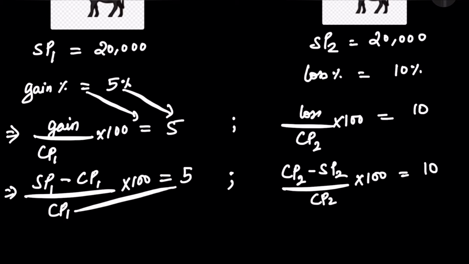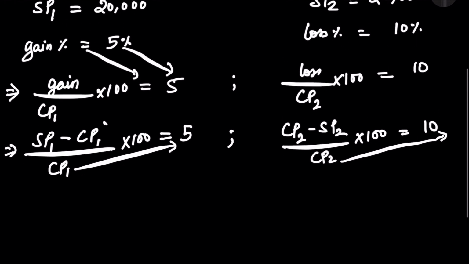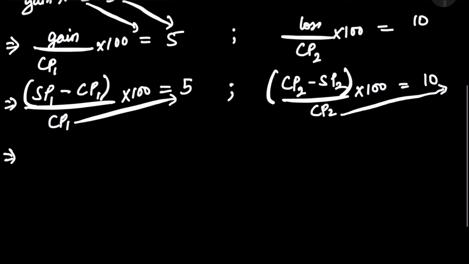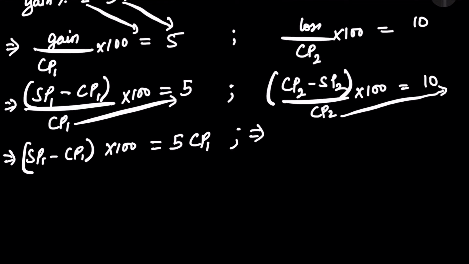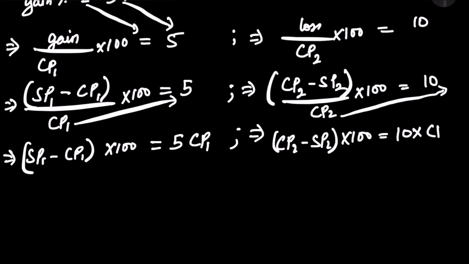Now we will cross multiply this one here. Here also the same thing. And let's put them within the brackets. Okay. So SP1 minus CP1 times 100 is equal to 5 CP1, and here also the same thing, CP2 minus SP2 times 100 is equal to 10 times CP2.